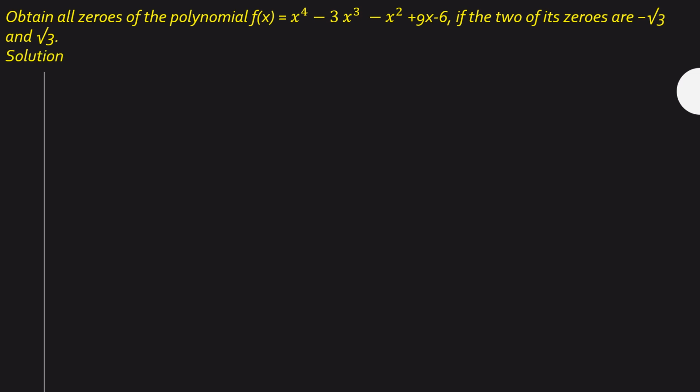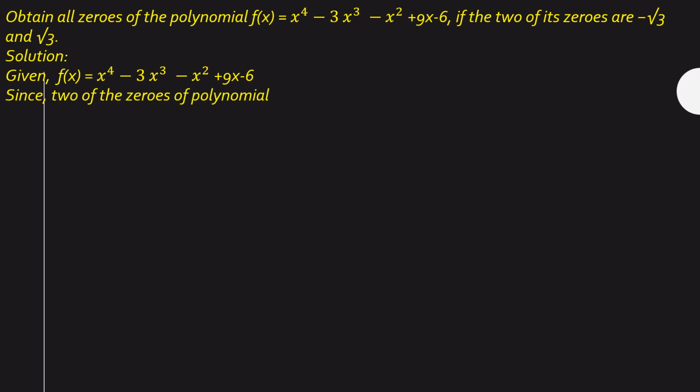For this, what you have to do? The same procedure first we will take. We will take f of x equals the given polynomial of degree 4, x power 4 minus 3x cube minus x square plus 9x minus 6. And then since two of the zeros are given, minus root 3 and plus root 3, we can say that x equal to minus root 3 becomes x plus root 3, and x equal to root 3 becomes x minus root 3. So x minus root 3 and x plus root 3 are the factors of the given function f of x.